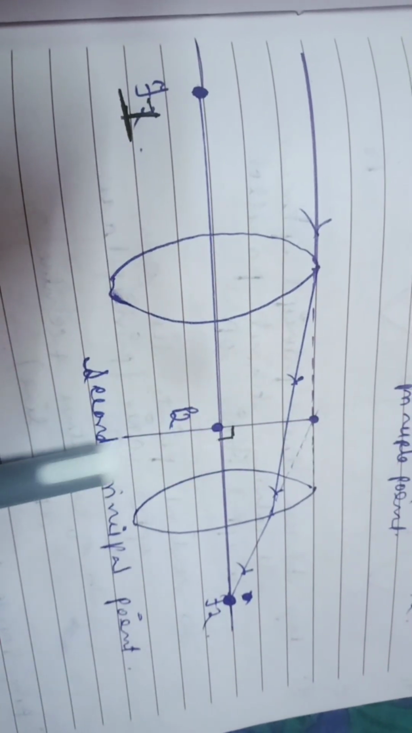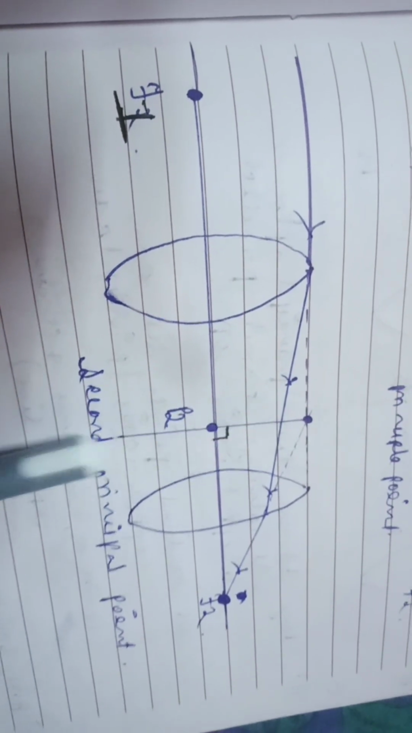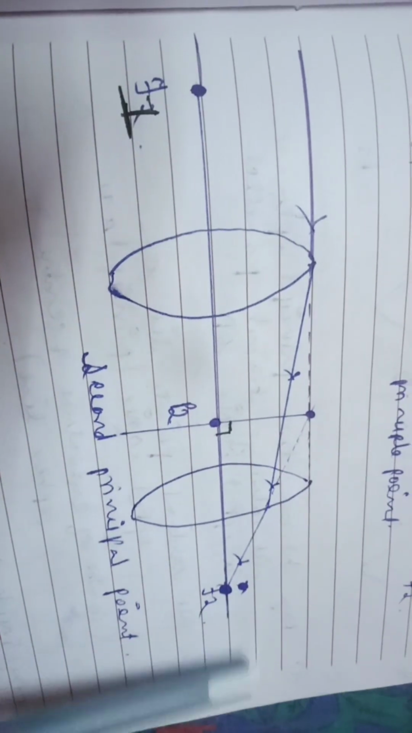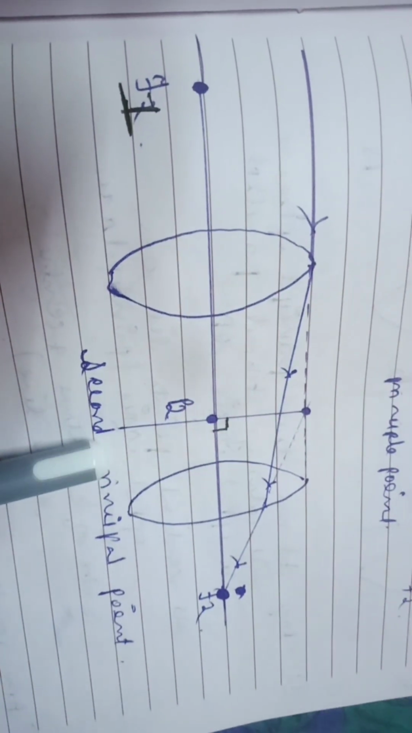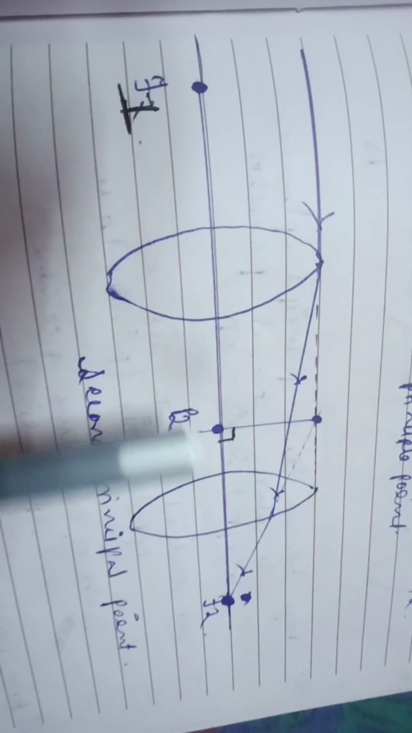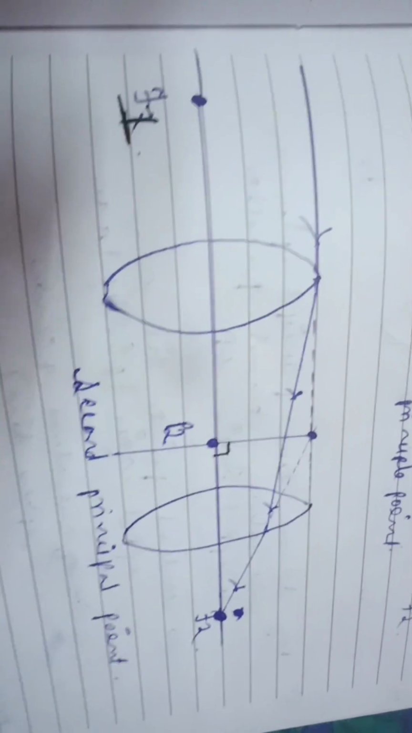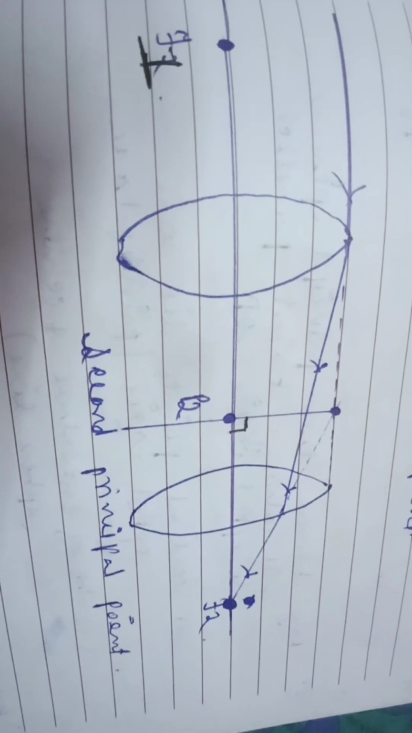So this line is the principal plane that is perpendicular to the optical axis, and the point of intersection of this optical axis with the principal plane is called the principal point. So this is how we locate the principal point mathematically using diagrams for a thick lens system.